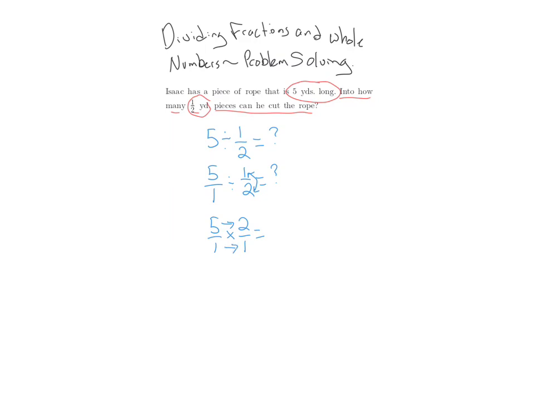5 times 2 equals 10. 1 times 1 equals 1. So 10 over 1 is the same as 10. So Isaac can make 10 1/2 yard pieces. Or you could just say 10 pieces. Okay, that is okay with me.